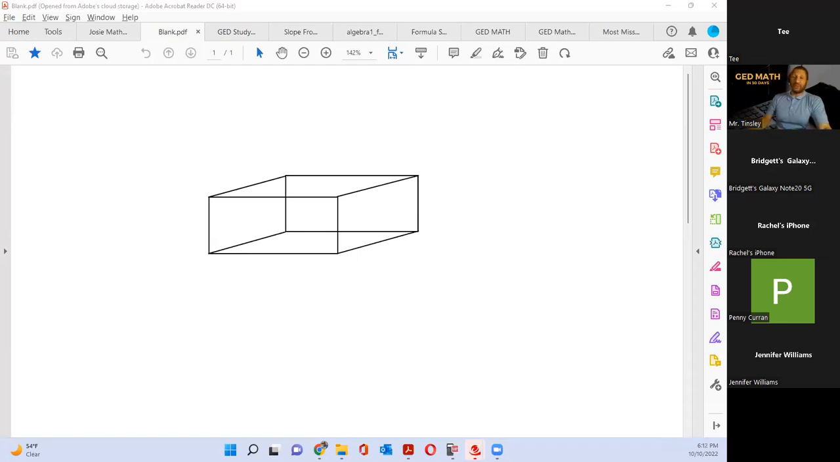So for example, let me change the color to red. Let's put some dimensions on here. So this is 5. This is 4. This is 7. Right? So if I'm looking at this face first, this one right here, that's 5 by 4, which is 20. So the area of that surface is 20. But guess what? The opposite side of that is the same thing. So we're going to multiply that by 2. We get 40.